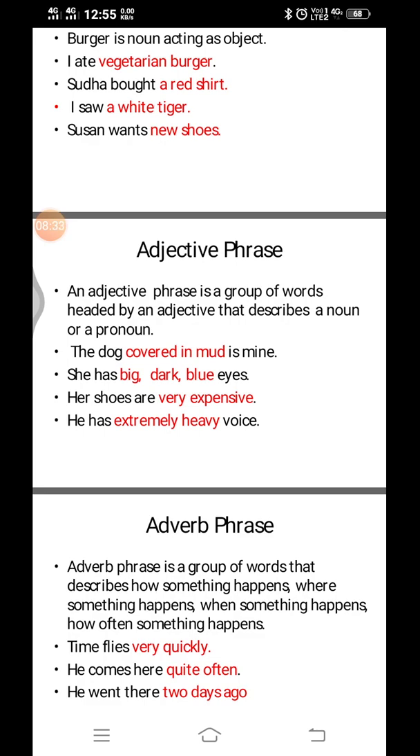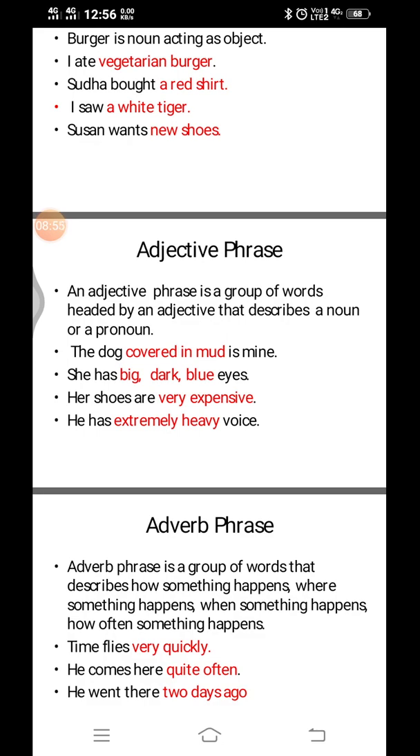She has big dark blue eyes. So, eyes is a noun. Big dark blue is adjective phrase, because it's not only a single word. The three words are there that are describing, that are adding on to eyes. Big dark blue.